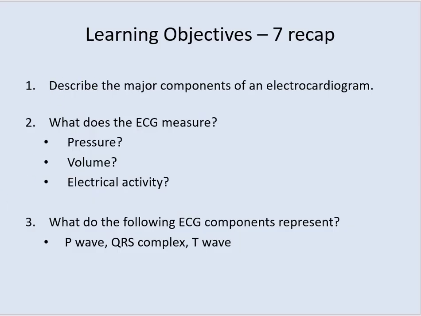Let's wrap it up. Describe the major components of the EKG. That is the P wave, the QRS complex, and the T wave. And these are the components here. P wave is atrial depolarization. QRS complex is ventricular depolarization. T wave is ventricular repolarization. And what does the ECG measure? It measures electrical activity of the heart. And that wraps it up for lecture number 7.